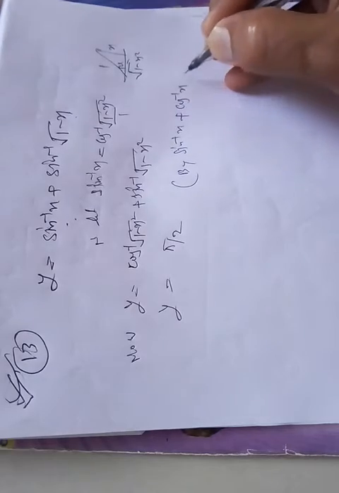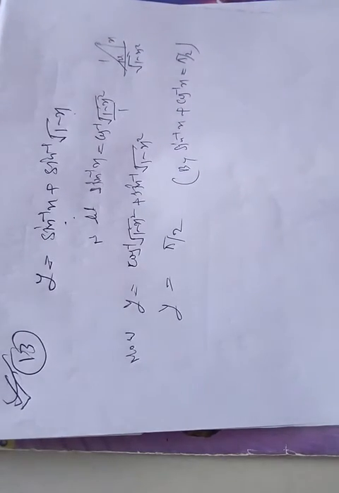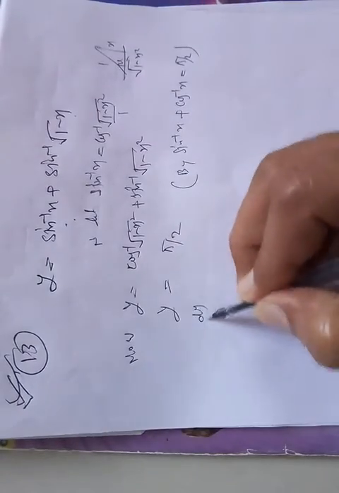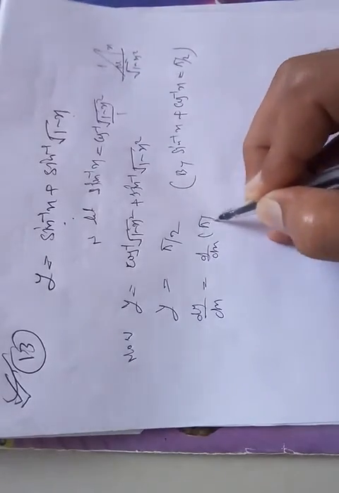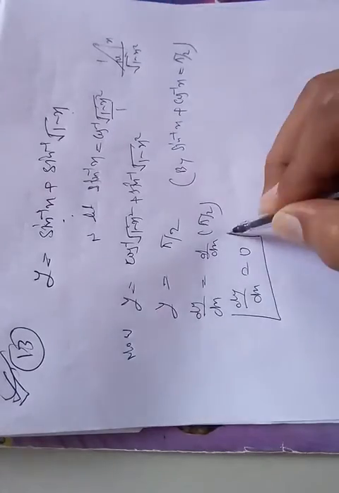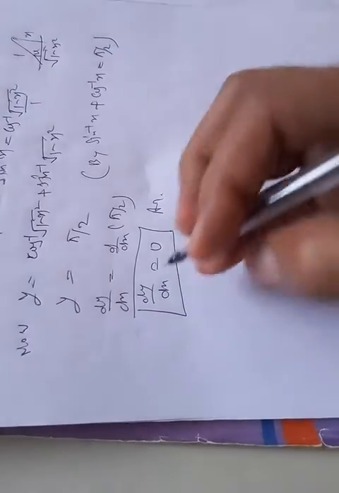So this equals pi by 2. Sin inverse x plus cos inverse x equals pi by 2. This value lies in chapter 2. This is the formula: y equals pi by 2. Differentiate with respect to x: dy/dx of pi by 2, which is a constant, equals 0. That's your answer. Okay, next question.